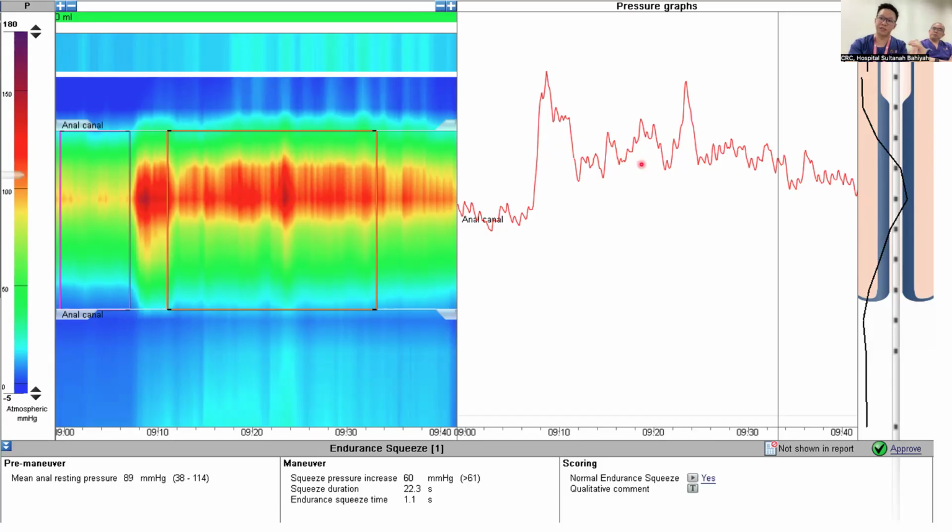Before the patient goes into fatigue, what is their baseline anal sphincter contraction ability? And this patient is able to, not bad, he did really well. This patient is able to contract for 22.3 seconds, and anything more than 20 seconds, we say that the endurance squeeze is normal.